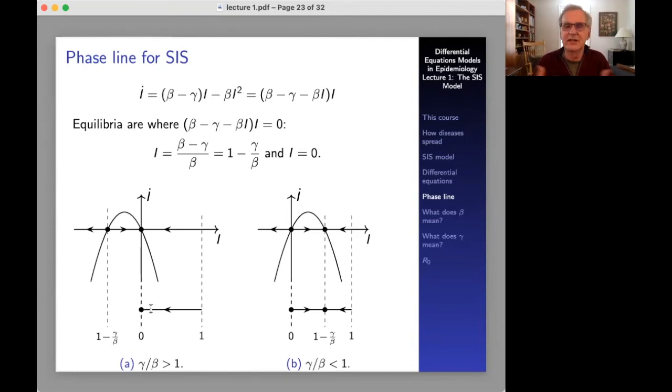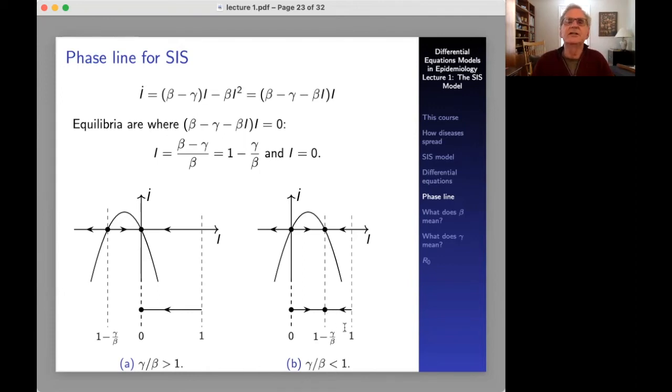That means you're staying in a compact set. So the solution is defined for all time, which means that if I start here, as time increases, I just head towards 0. As time goes to infinity, I never quite get there. Over here, where gamma over beta is less than 1 and there's an equilibrium in the middle, if I start here, as time increases, I head to the equilibrium. If I start here, as time increases, I head to the equilibrium.